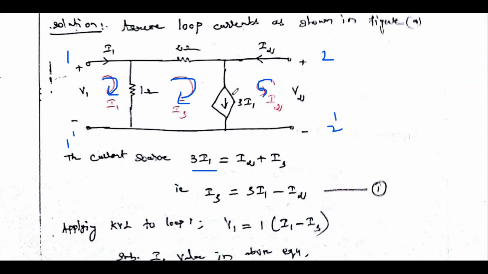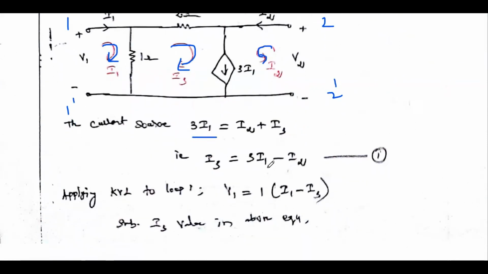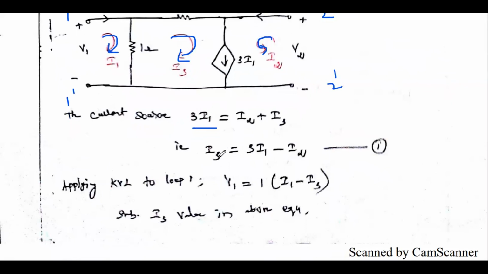Okay, so this current source is available in between these two. So this current source value, we can write it as I2 plus I3. So from that, I3 equals 3I1 minus I2. Okay, we can write I3 equal to 3I1 minus I2. You consider this as equation number 1.